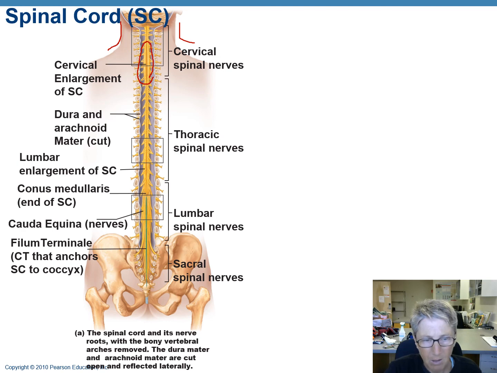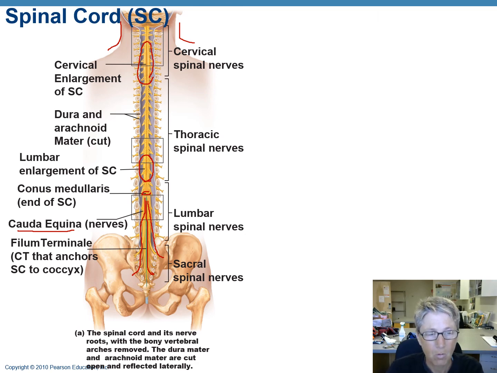And then there's a lumbar enlargement of the cord. Here's the conus medullaris that we talked about. That's the end of the spinal cord, but it's not the end of the spinal nerves, because the spinal nerves will continue as this structure called the cauda equina, or horse's tail. So all of this area is all cauda equina. The cauda equina, or horse's tail, is made up of nerves.